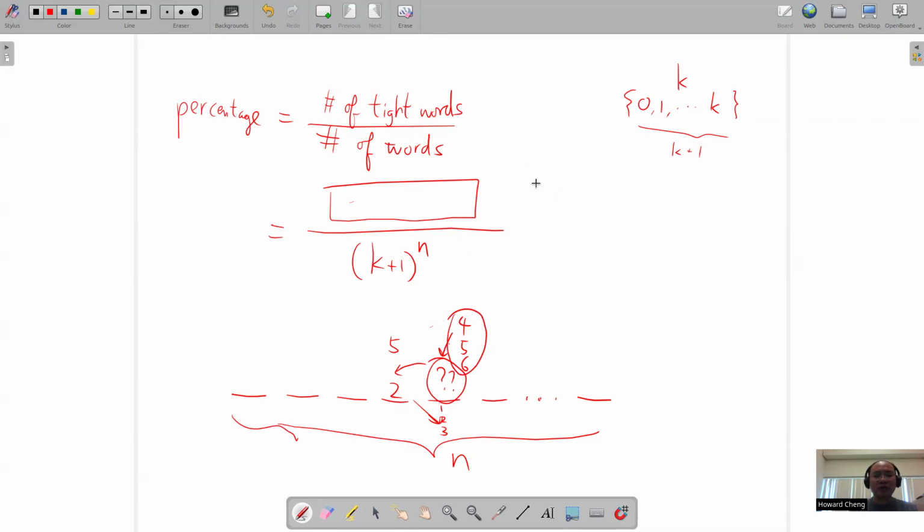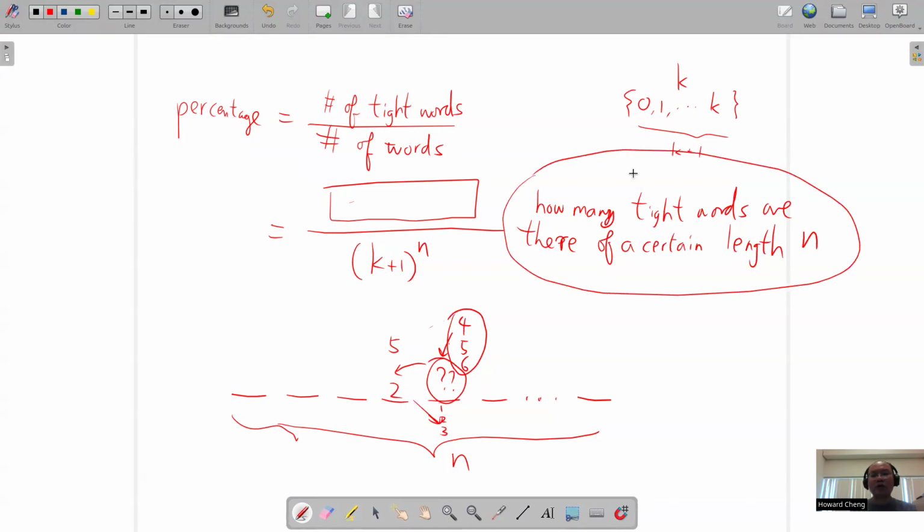And you want to know how many tight words are there of a certain length. And, right? So this is a question that you really want to know. So what I'm going to do is look at, if I have a bunch of choices, I have n choices, I need to look at, let's say, the last choice or the first choice, doesn't matter. Pick either the first or last choice, you pick the last choice.